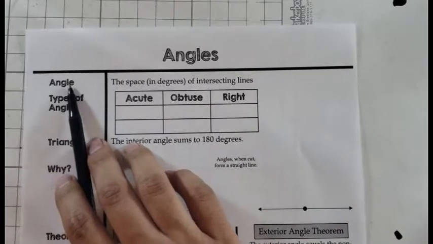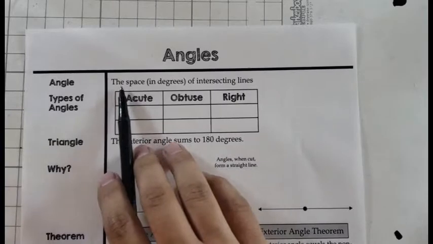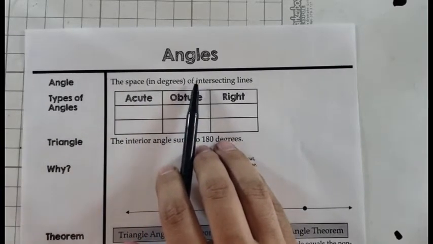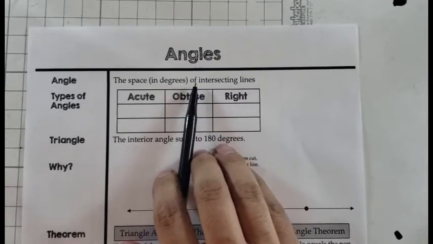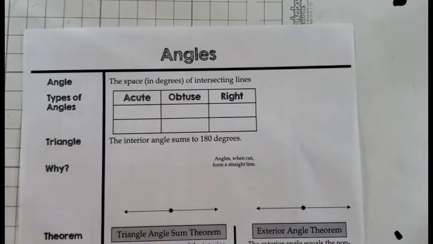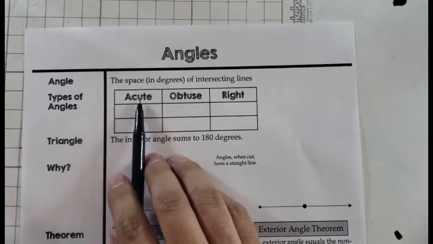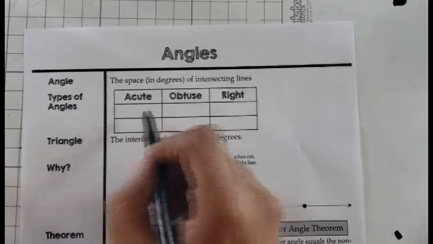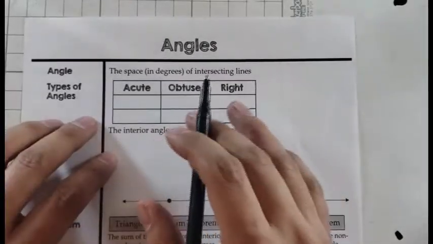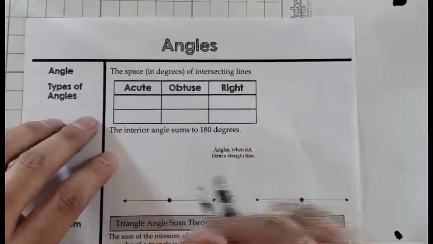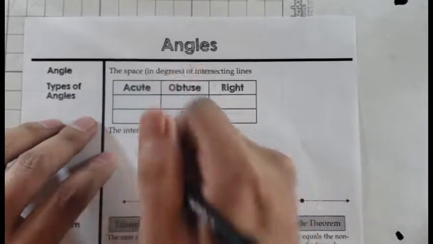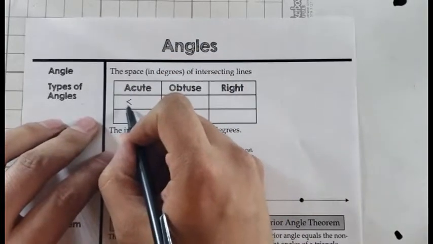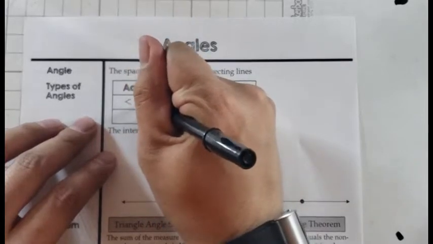First of all, what is an angle? It is the space, specifically measured in degrees, between two intersecting lines. We're going to talk about the types of angles, things that you've seen before in the past. So we have acute, obtuse, and right. We're going to use inequalities and an equal symbol to describe this. An acute angle is an angle that is less than 90 degrees.